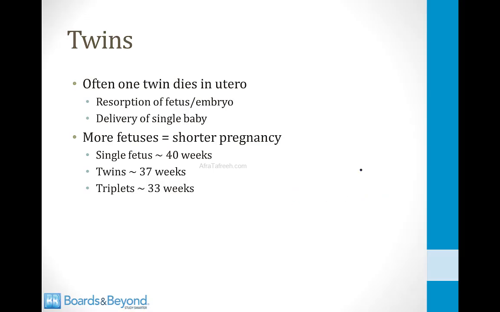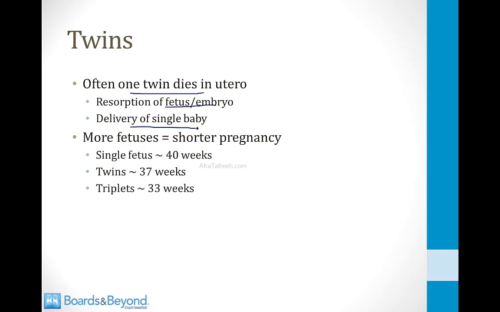One thing you may not know about twins is that often one twin dies in utero and there is resorption of the fetus or embryo. And if the mother didn't have imaging to know that she had a twin pregnancy early on, she may never know that this was the case and simply deliver a single baby.